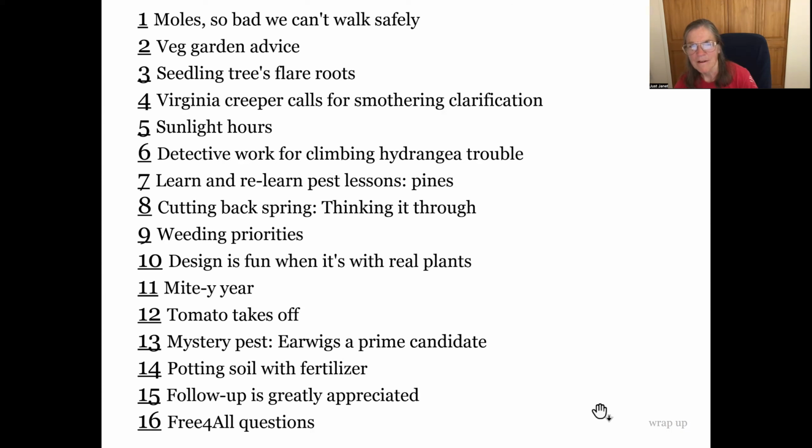I was going to have you do something fun. Well, I definitely have to save that for next week, because it's time to design, and you get to design with real plants now. So if you've got areas that you're looking to redesign, those are the kinds of pictures that you might want to send us this week before the next Free4All Friday.